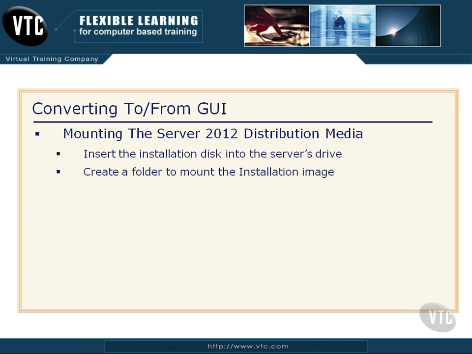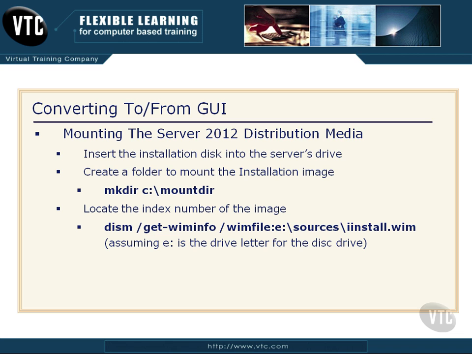Then create a folder to mount the installation image, something like mkdir. Go to a command prompt, make directory, C:\mountdir, we'll just call it mountdir for the folder name. Now you have to locate the index number of the image, and here is the command you can execute, dism /get-wiminfo, and you see the rest of it. Notice the WIM file, E: right here. We're assuming E is the drive letter for the disk drive. If yours is different, then change it, then install.wim. Then you're going to now have the index number. It'll be Index. It's on the left side of the list.